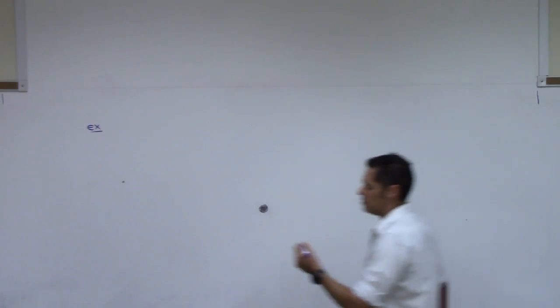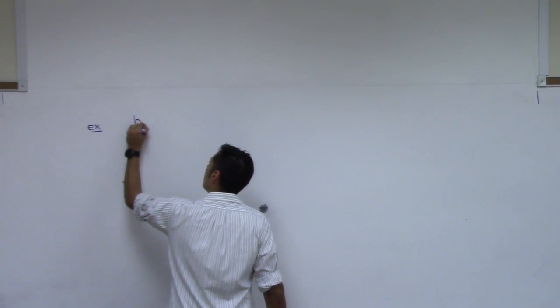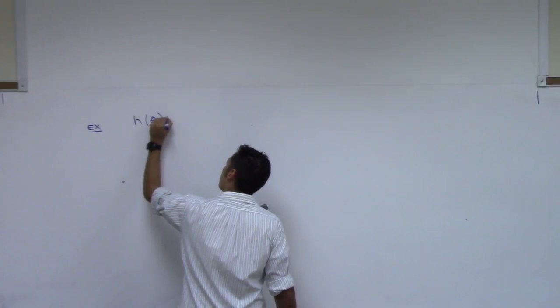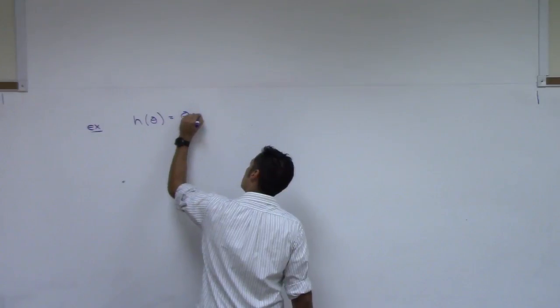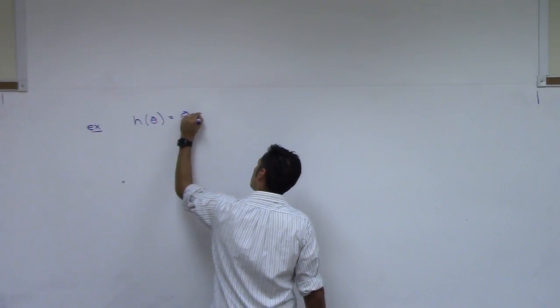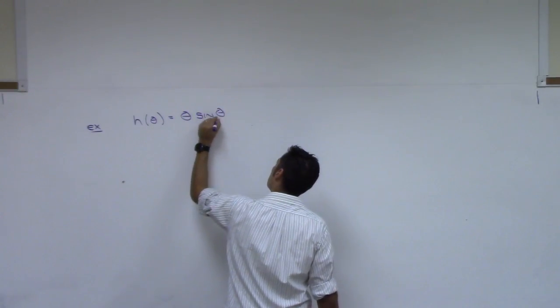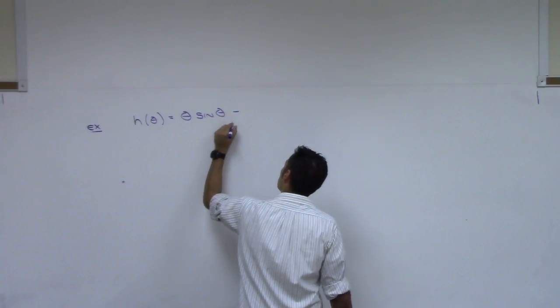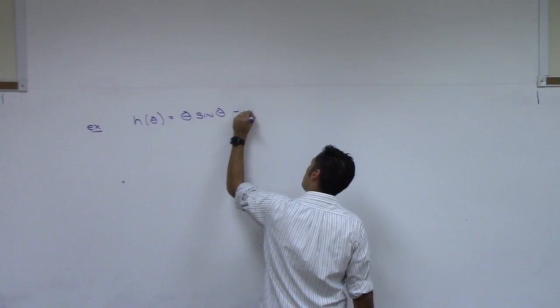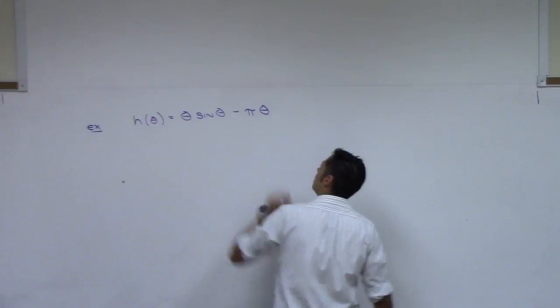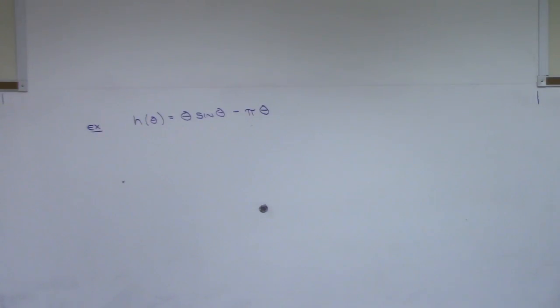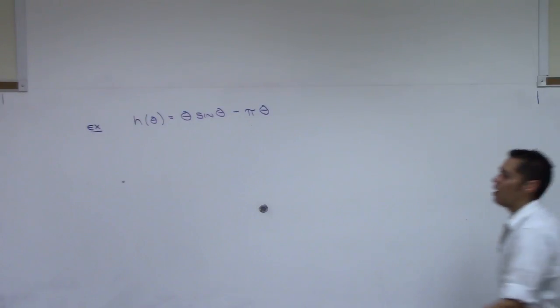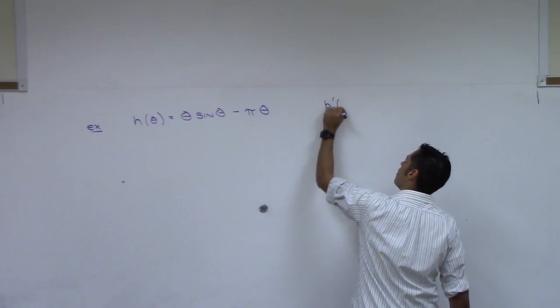How about, well, you know what? Before we do that one, let's do something that has a weird variable in it. H of theta equals theta sine theta minus pi theta. All right. So we want to find h prime, all right? This is what we're looking for, h prime of theta.